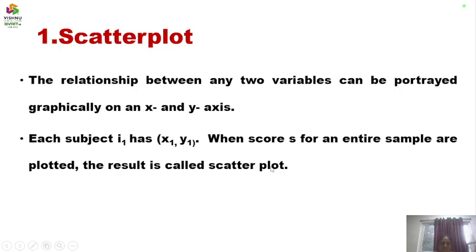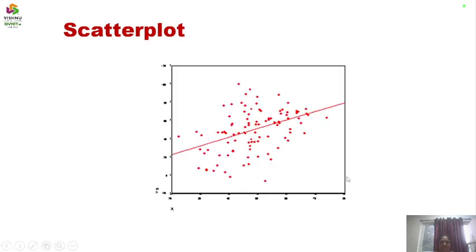The relation between any two variables can be portrayed graphically on an x-axis and y-axis. Each subject has an x and y score, and the scores for the entire sample are plotted. The result is called a scatter plot, right? And this is the scatter plot showing this graph.